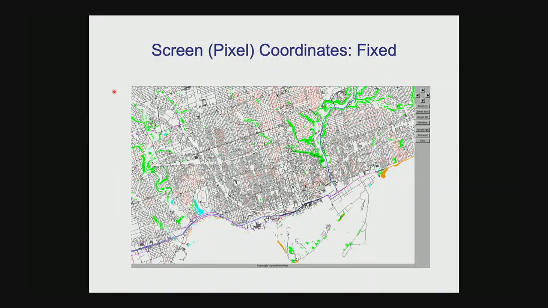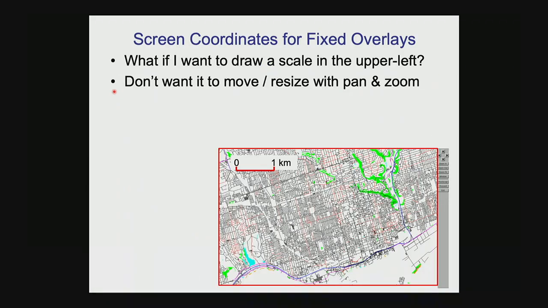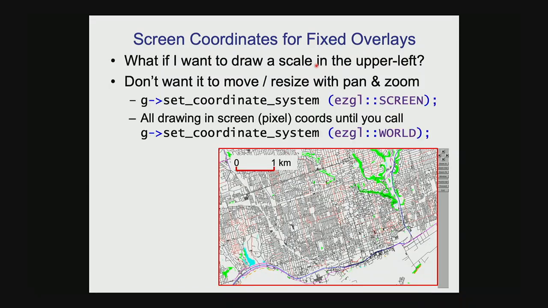So for example, let's say you want to show a scale of the map while you are zooming in and zooming out, and you don't want that part of the screen to move. One way to do so is to draw with screen coordinates, and ECE297 allows you to do that through a function called set coordinate system, sorry. And when you say that the coordinate system is going to be ECE297 screen, that means whatever it draws next is in terms of pixels, and it will understand that. And it will keep drawing in pixels until you change it back to, in this case, world.